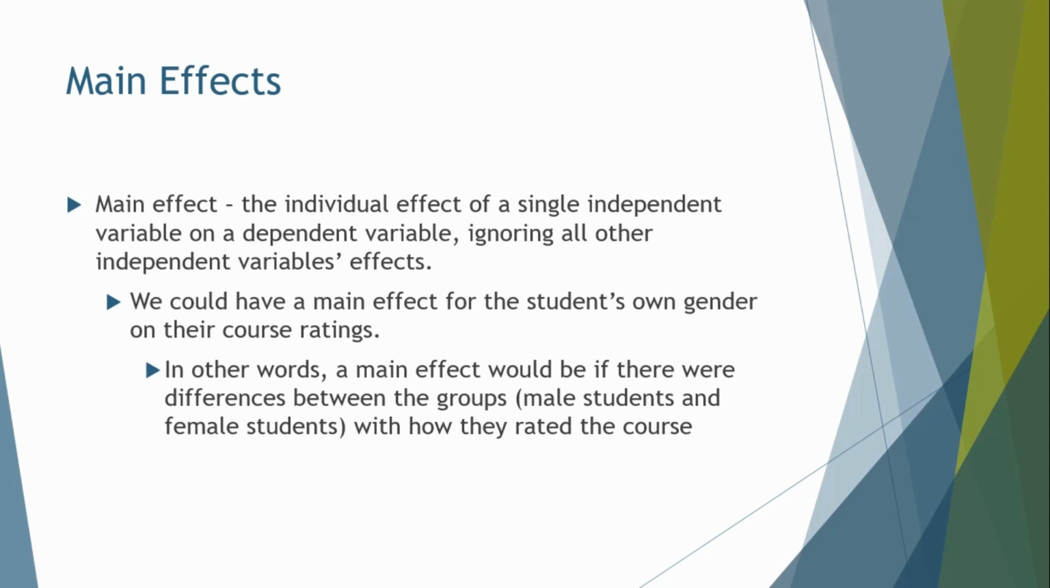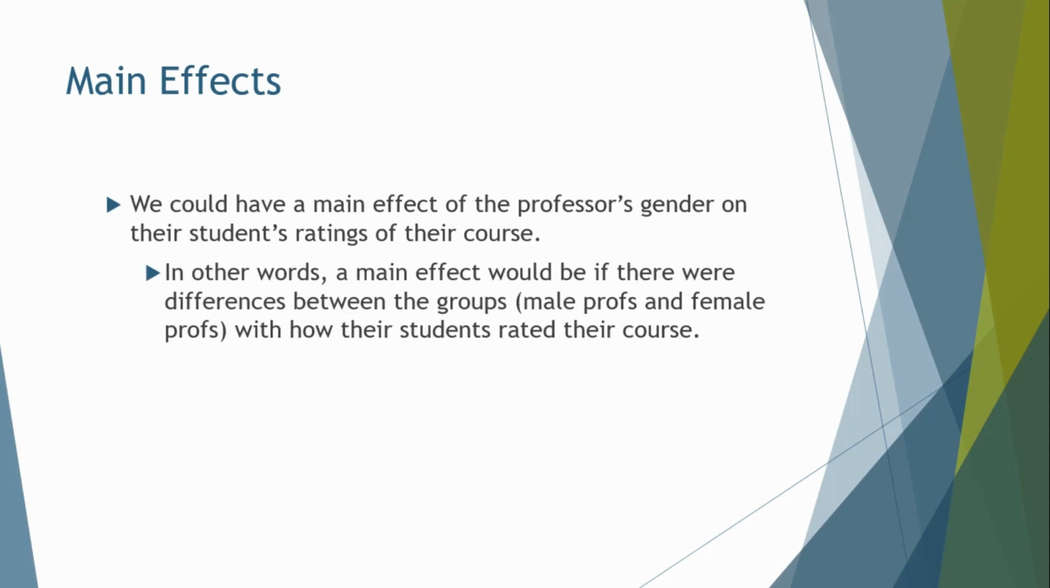So a main effect would be if there were differences between the groups. So a main effect for student gender would be like male students versus female students and how they rate the course, okay? We could have a main effect of the professor's gender on their students' ratings of their course. So that would just mean that overall, regardless of student gender, male professors get rated higher than female professors, or maybe it's the other way, I don't know.